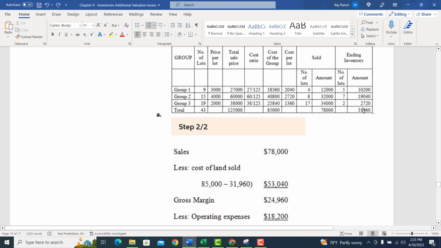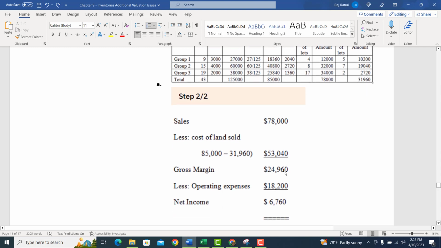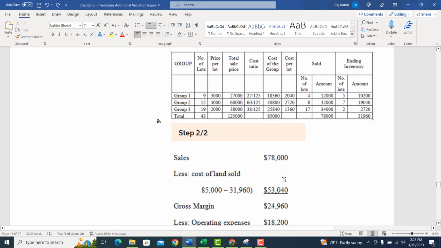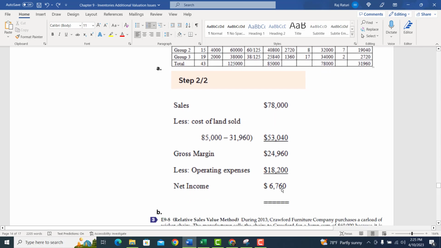Now the cost of the land, we have what we have over here. We have the cost of the ending inventory. So we're kind of working backwards here, unlike the other example. We're taking the cost of the group minus the ending inventory, and then we get our cost of the land sold. We take our sales minus the cost of goods sold. We get a gross margin, and then we take out the operating expenses. That would have to be given to us. And then we get our net income.